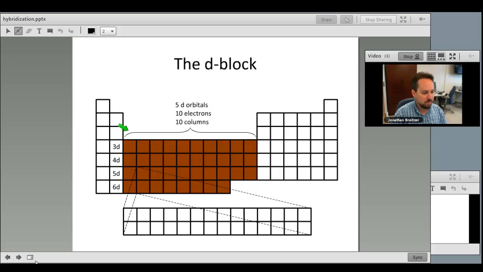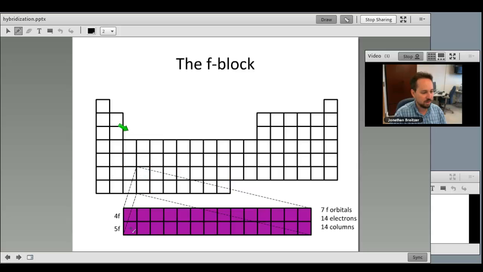Okay, and now the next one after this is the F block down below. There's the F block down below. And for the F block, we have your 4f and we have your 5f. And you notice that there are 14 orbitals, 14 electrons.